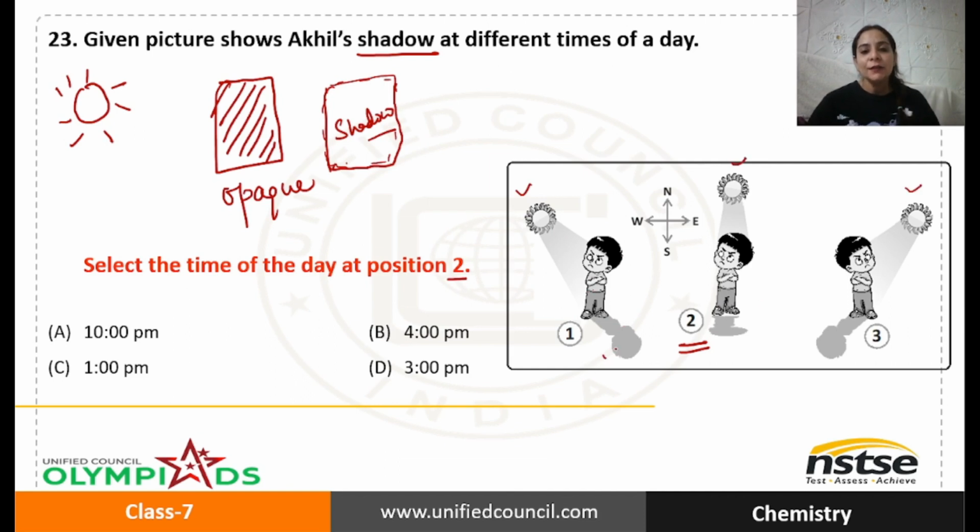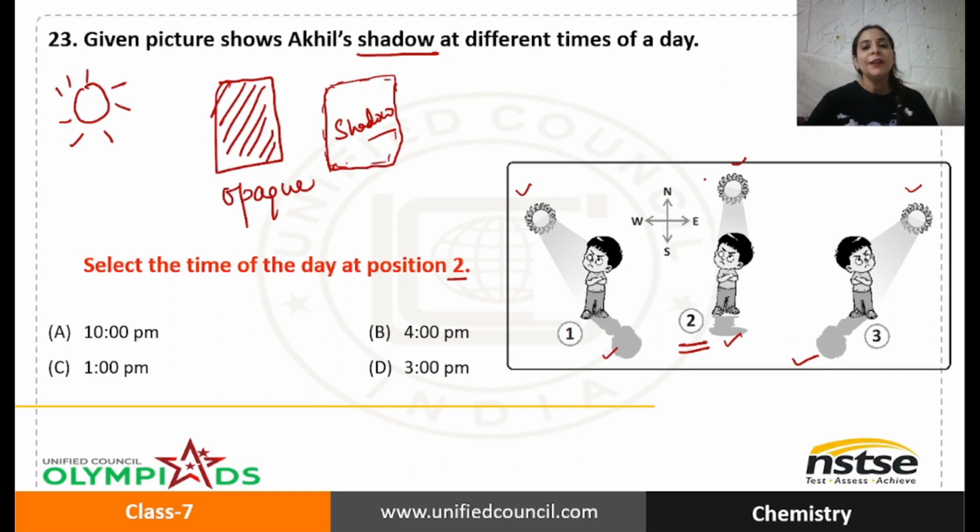Now in the same way here, Akhil is standing and blocking the path of the sun, and that is the reason you can see the shadow of Akhil on the ground. But if you look clearly, you will see that the shadow is not the same every time. When he is at position 1, there is a different height of the shadow. At 2, the shadow is different, and at 3, the height of the shadow is different.